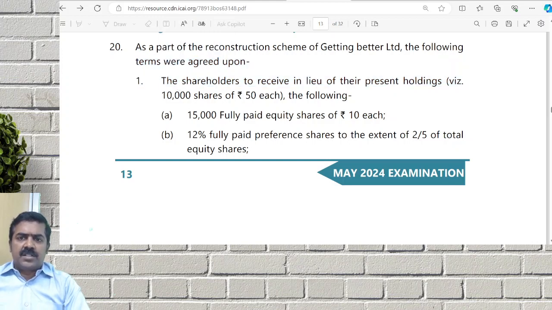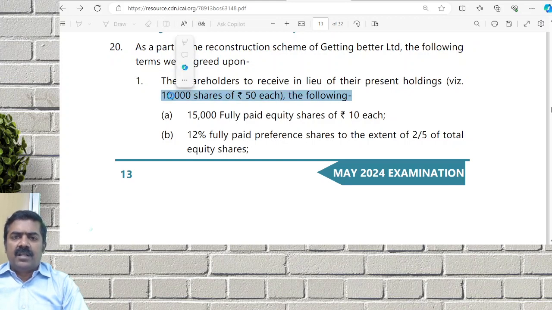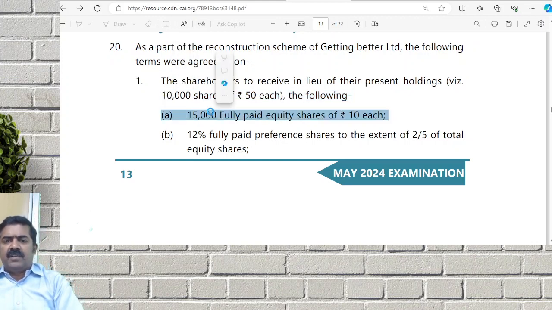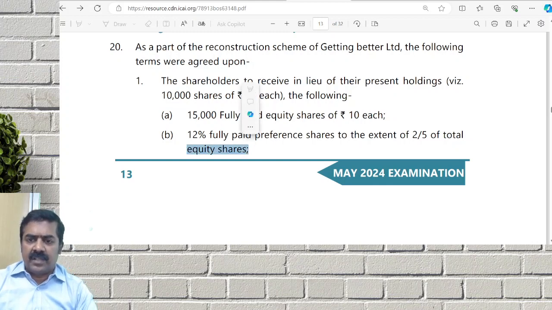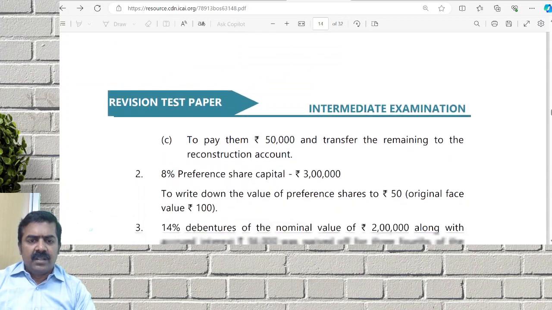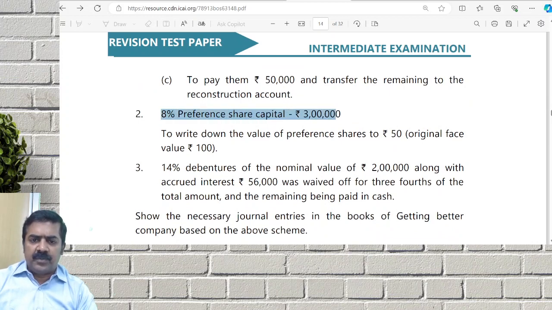As part of the reconstruction scheme of the company, the following is agreed upon. Shareholders to receive, for their present holding of 10,000 shares of 50 each, 15,000 equity shares of 10 each, and 12% preference shares to the extent of 2/5 of the total equity shares. To pay them 50,000, and transfer the remaining to which account? Reconstruction account.